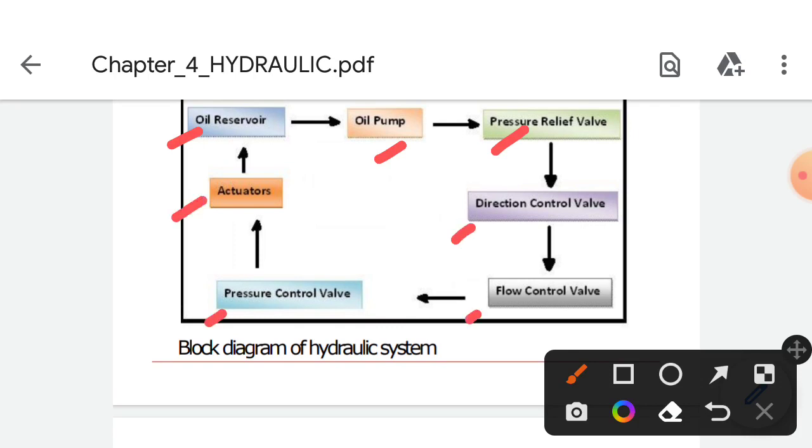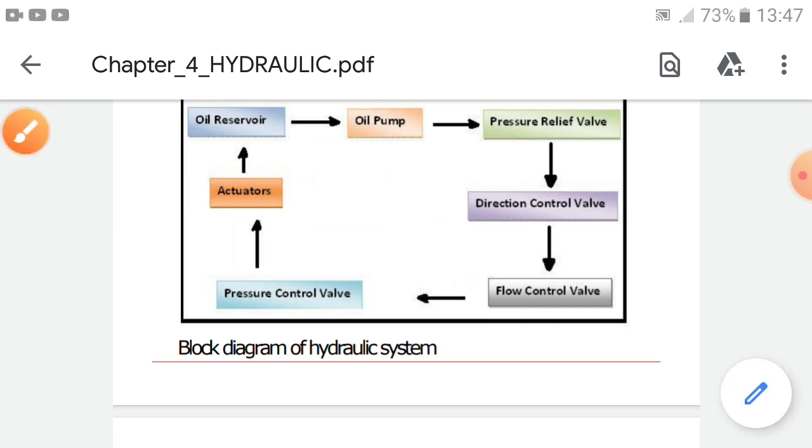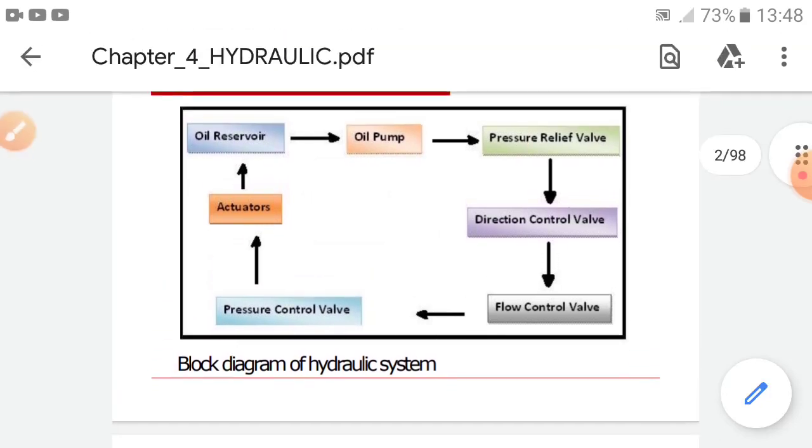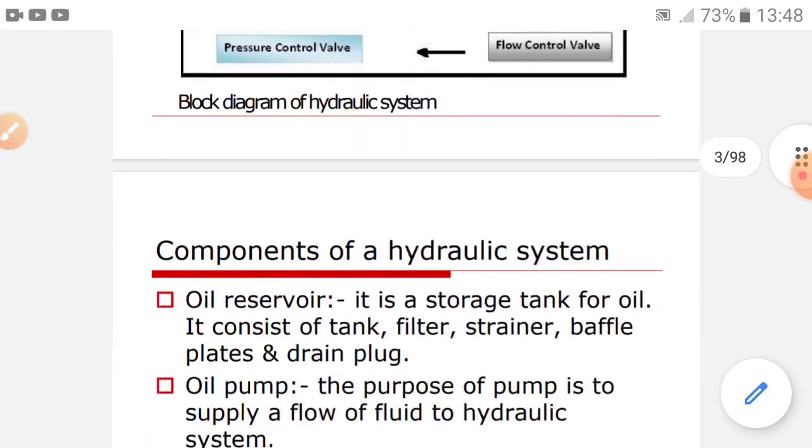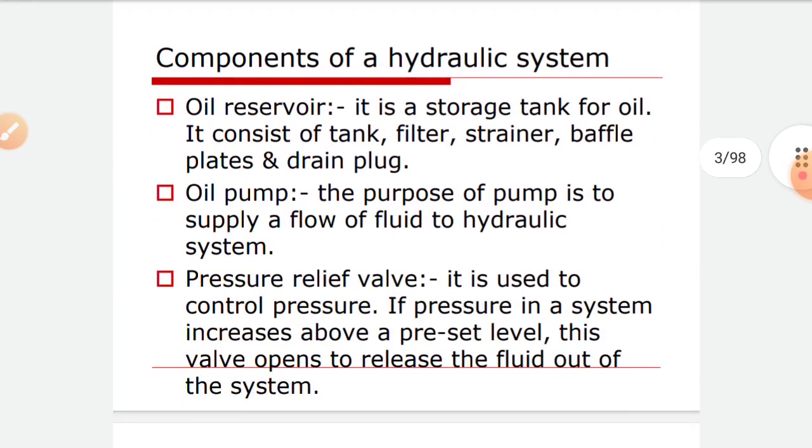So hydraulic system consists of oil reservoir, oil pumps, valves, directional control valve, flow control valve, pressure control valve, actuators. Okay, so this is the block diagram of hydraulic system. Next is the basic components of hydraulic system.